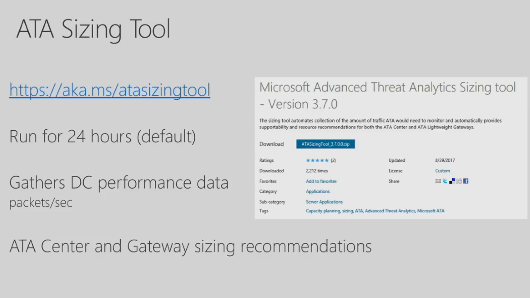You download this tool and run it on a domain-connected workstation. As long as that workstation has network access to your domain controllers, and the user running it is able to run performance counters on the domain controllers as well. It goes and collects packets per second information from your domain controllers. It does that for about a 24-hour period. And what it gives you in the end is a spreadsheet.